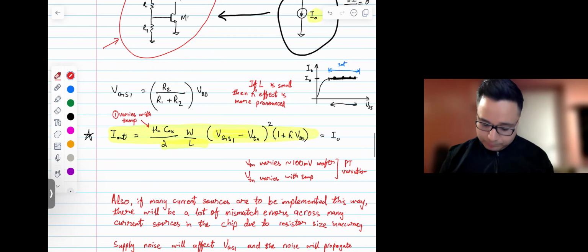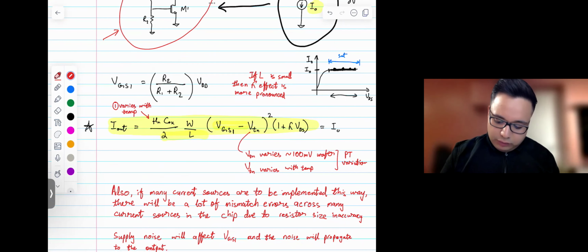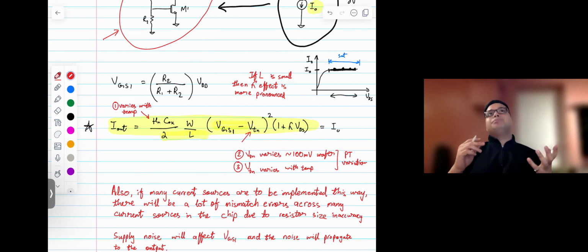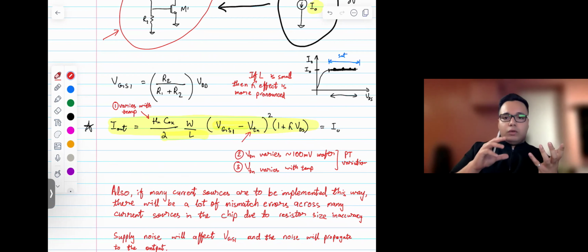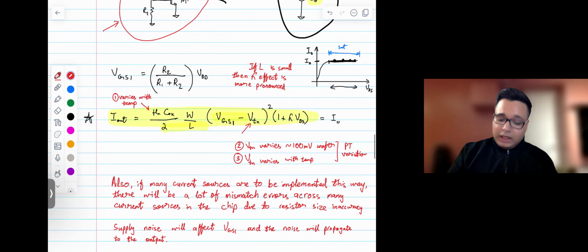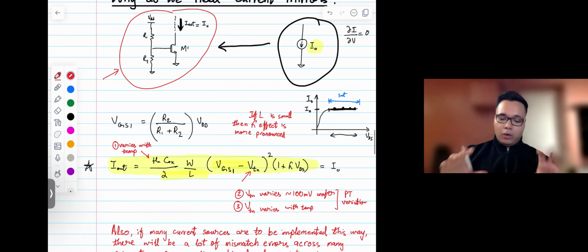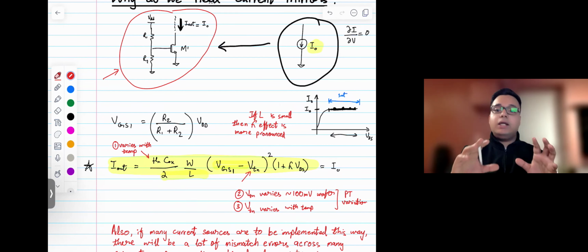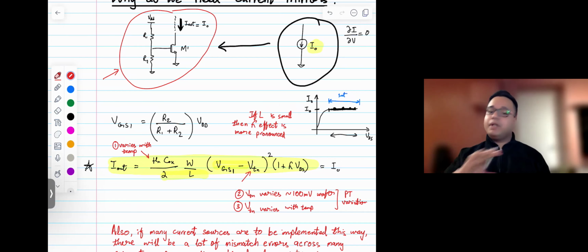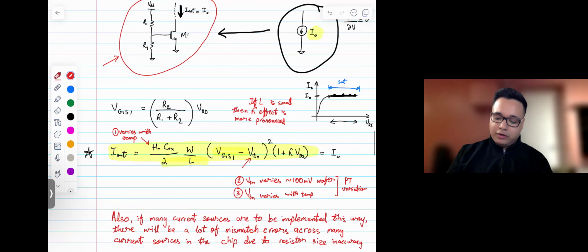So that's the first thing. What about VTN, the threshold voltage of the transistor? It turns out VTN also depends on temperature. It also depends on the process, so the threshold voltage of the transistor can change wafer to wafer. Later on, we will talk about how VT of transistors on the same chip might also vary, but that's a later discussion. For now, you need to know that the threshold voltage will change with temperature as well.